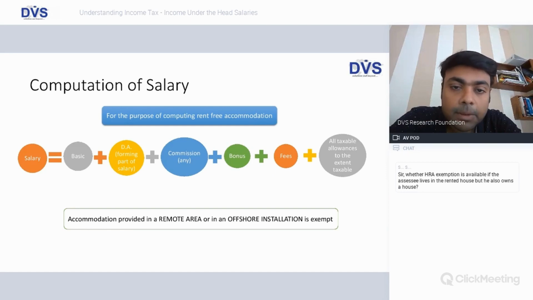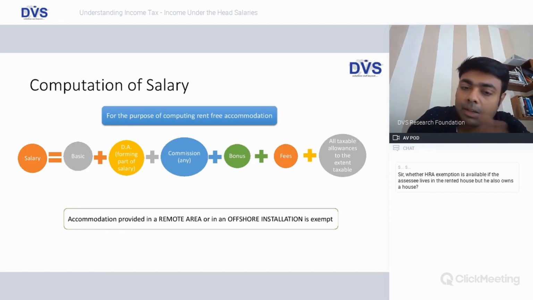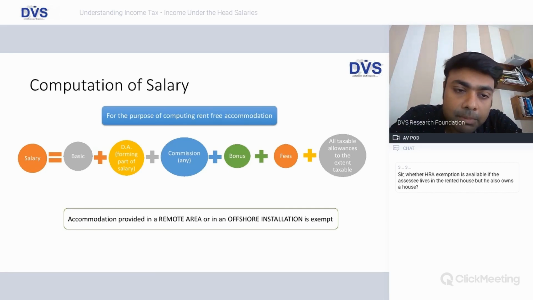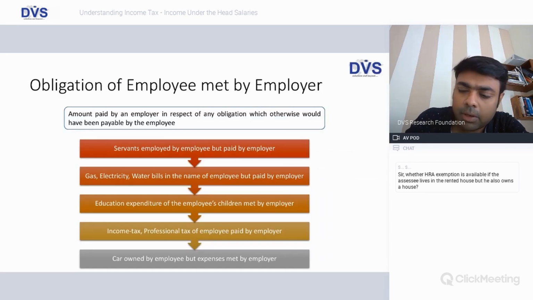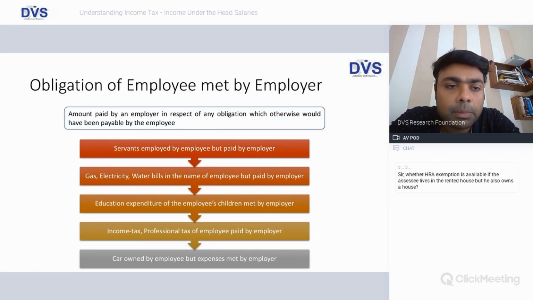Hope it's clear. So, how is the computation of salary done for the purpose of rent-free accommodation? Because we saw 15, 10, or 7.5%. It is basic, DA forming part of salary, plus commission if any as a percentage of sales, bonus, fees, or any other taxable allowance to the extent it is taxable, not to the extent exempt. It is not the gross value. Accommodation provided in a remote or an offshore location installation shall be exempt. So if someone is working on an oil rig or oil drill in the high seas, it's an offshore location, and automatically accommodation provided will not be taxed.